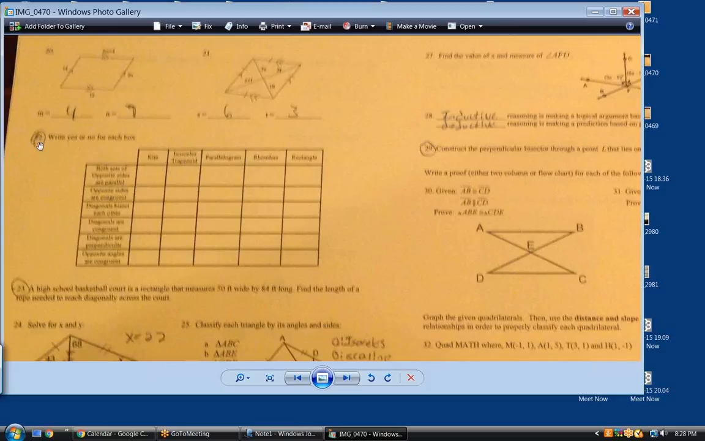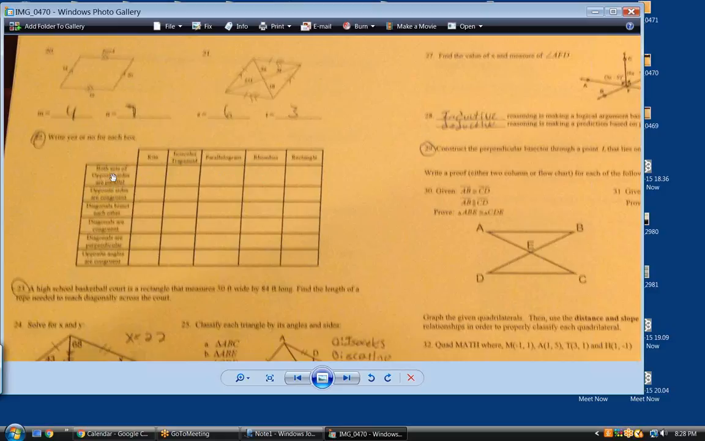Which one? We're going to do the first circled one? Yes. 22? Yes. What's that word say? Kite? So that's kite. That's some kind of trapezoid? Would you like us to resend it? Yeah, probably that's the best thing to do. But we can start while you're doing that.